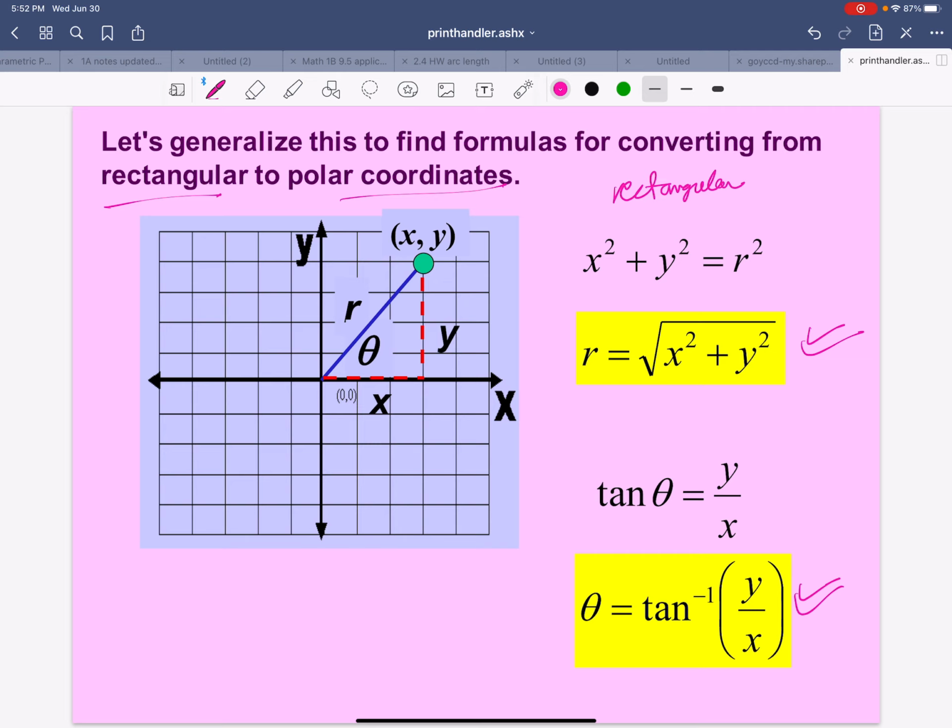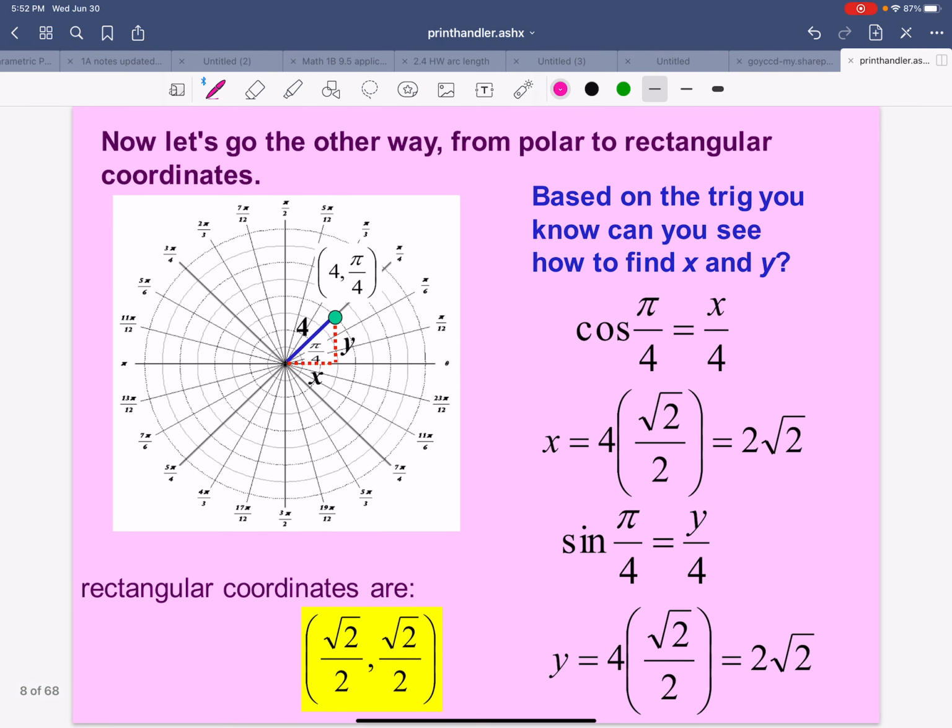Okay, another example. Now let's go the other way, from polar to rectangular. How do we convert from polar form to rectangular form? We will be given r and theta. x is equal to r cos theta, and y is equal to r sin theta.